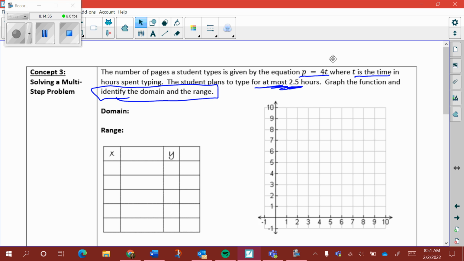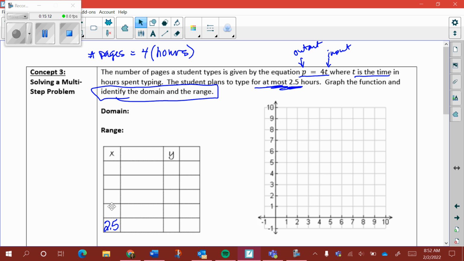So t is time. That's like my x-axis, that's my input. And this is my output, number of pages. So if I wrote a verbal model, I would actually say the number of pages is equal to 4 times the number of hours. But my hours has to be less than 2.5. So I'm going to go ahead and put in up to at most 2.5.